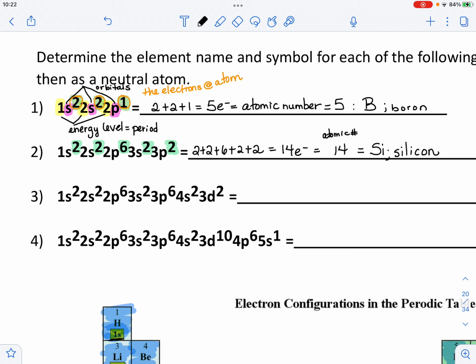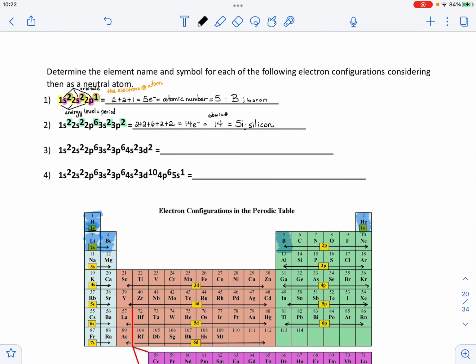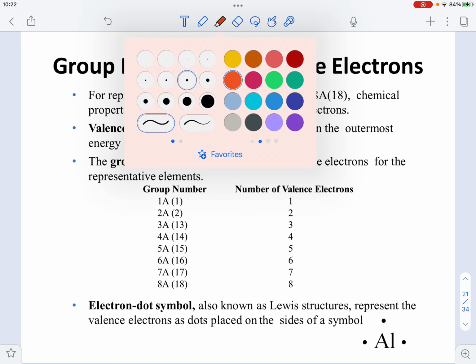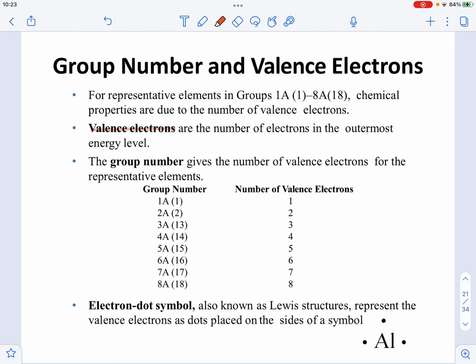So now that we know if we're given an electron configuration, how to determine the elements, let's explore other things that we can find out from that electron configuration. Because as I mentioned, there is important information given in those electron configurations. Now, there is the whole idea of valence electrons. And as you can see by definition, a valence electron is going to be the number of electrons in the outermost energy level for an element.